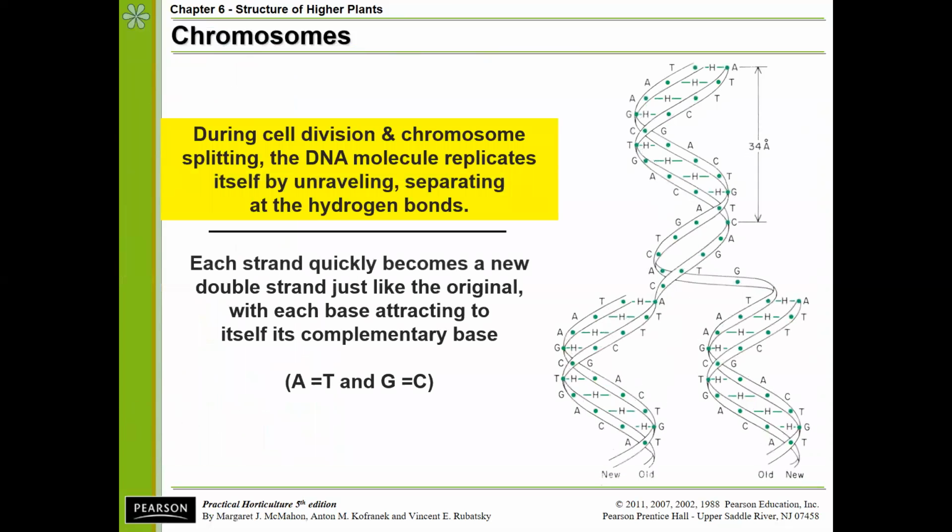During cell division, the chromosomes split. The DNA molecule replicates itself by unraveling and separating at these hydrogen bonds, and then becomes a new double strand when it comes back together.